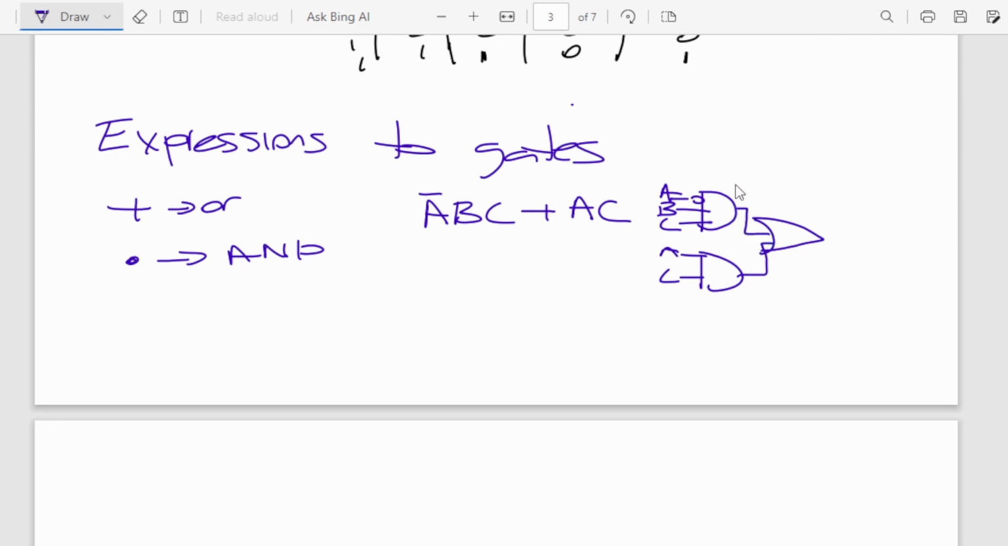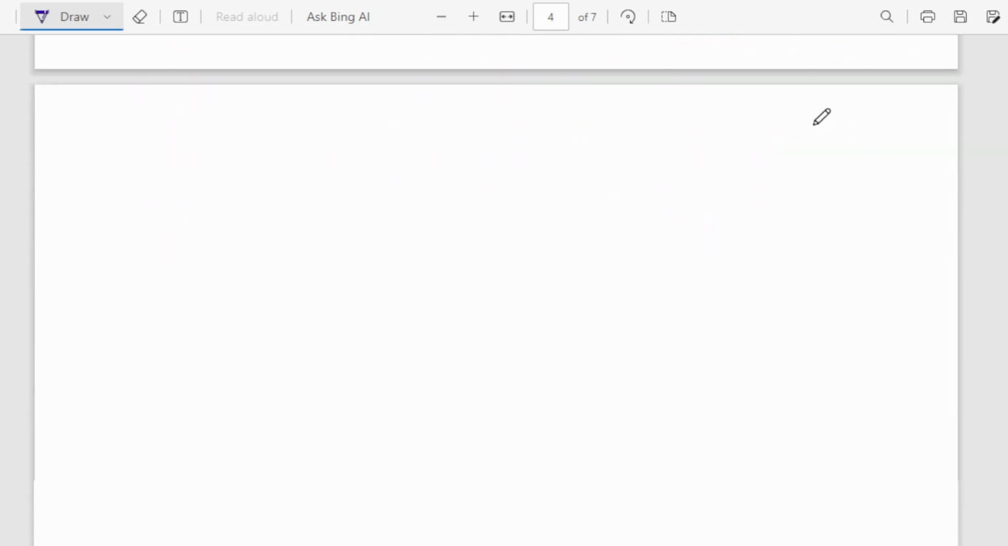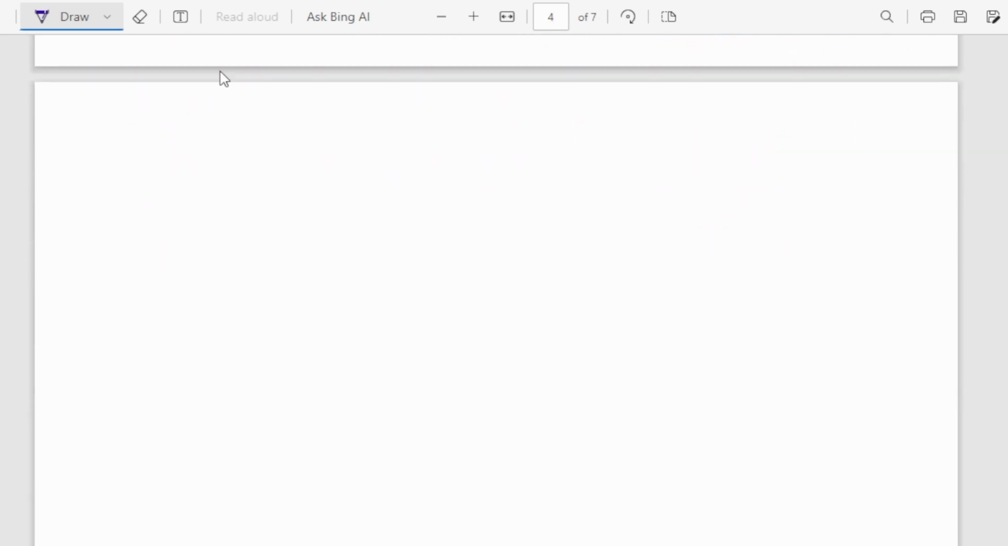Right, you can write the output expression here, A bar BC. You can write the expression here as well, AC. And then you write the expression that comes out, A bar BC ORed with AC. So as long as you understand what this represents and what this represents, you can go forward and backwards. So we did the expression to the gate. What about the gate to expression?